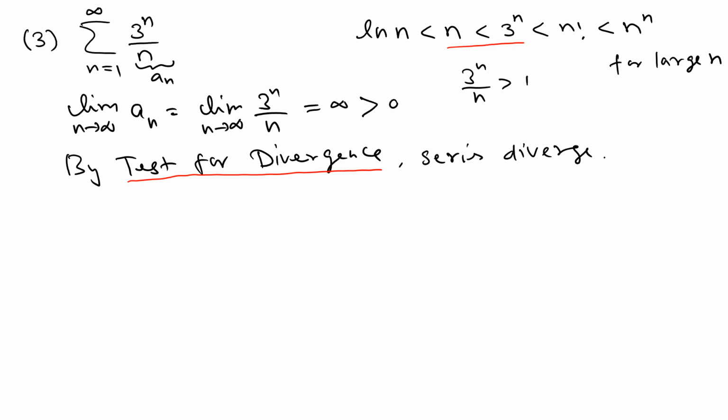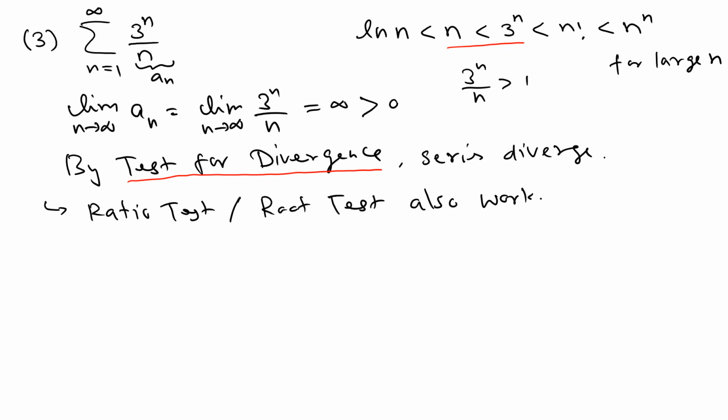As before, I'm going to write a note: the ratio test or the root test also works. You can use any of those tests, but those involve more writing. This is much quicker. It's just a simple line. Take the limit of the nth term. It is more than 0, in this case equals infinity. So it diverges. Good. Let's go to the next problem.